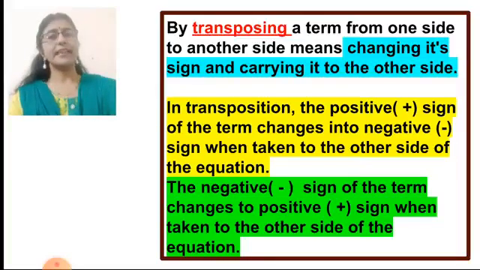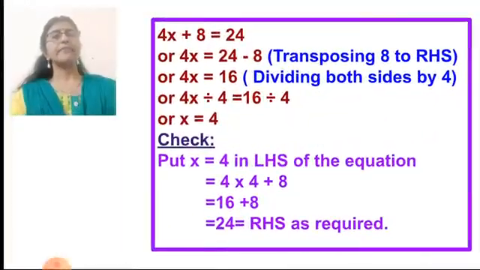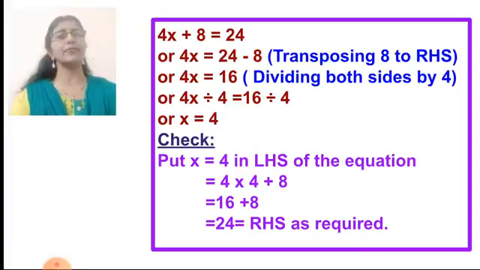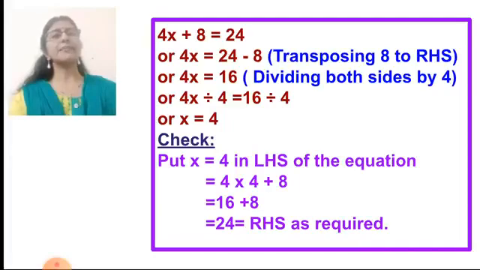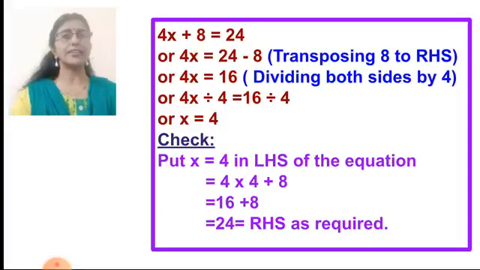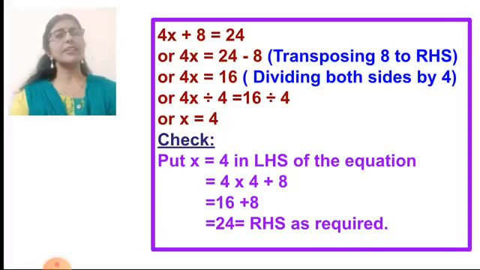Let us see this equation, and we will solve this by the transpose method. The equation is 4x plus 8 is equal to 24. Now here you can see 4x plus 8. So 8 is positive here on the left hand side of the equation. Now we will take this 8 to the right hand side of the equation. When we take it to the right hand side, it will become negative. So we will write in the bracket, transposing 8 to RHS. So how will the equation be written? 4x is equal to 24 minus 8, or 4x is equal to 24 minus 8, which is 16.